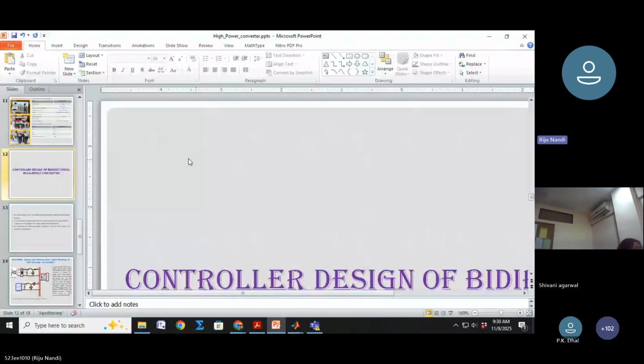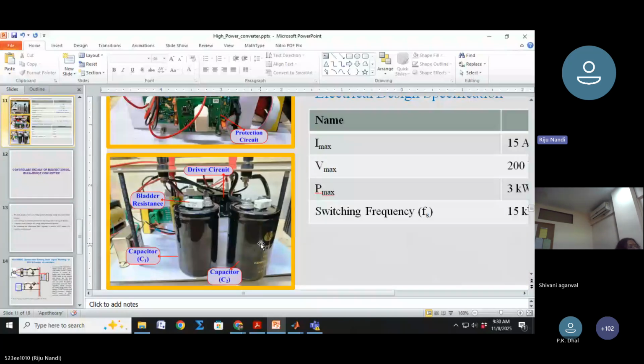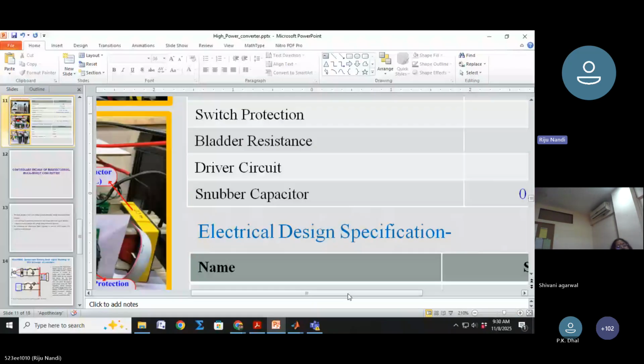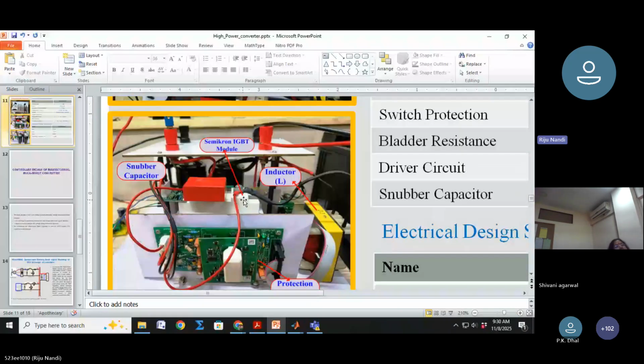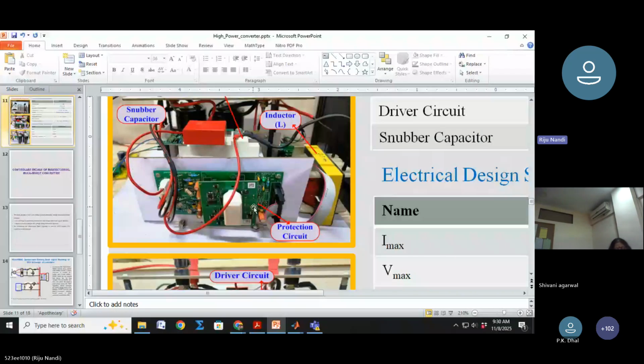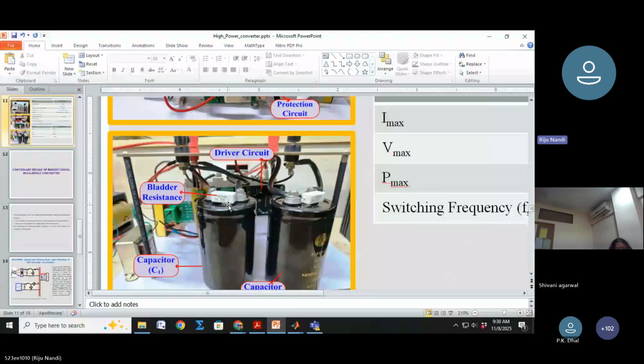You can see the two capacitors there, 2200 microfarad, 450 volt. This is the bleeder resistance. You can see that 5 watt 22 kilo ohm is the bleeder resistance to discharge the charging of the capacitors. This is the driver circuit.